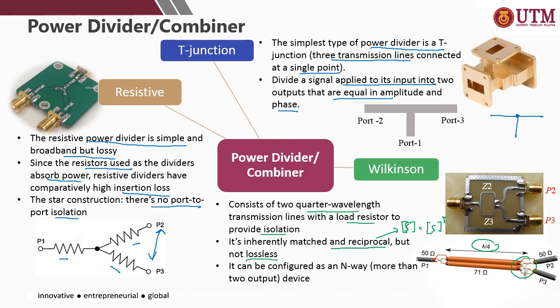But one of the disadvantages of the Wilkinson power divider is that it is not lossless. It is lossy due to the additional element included in the design. And one of the advantages of the Wilkinson power divider is that it can be configured as N-way. More than two output ports can be included in the design.